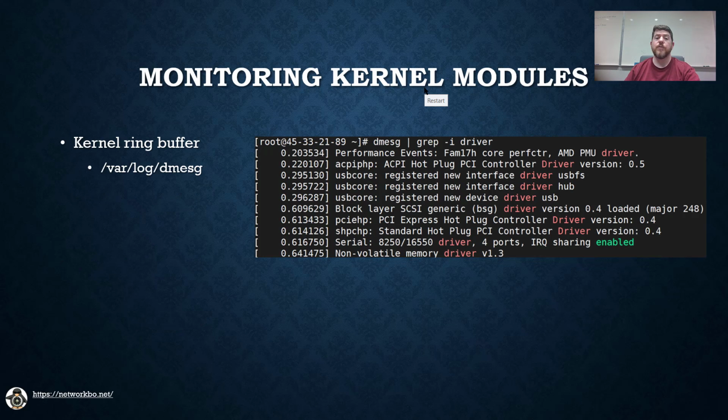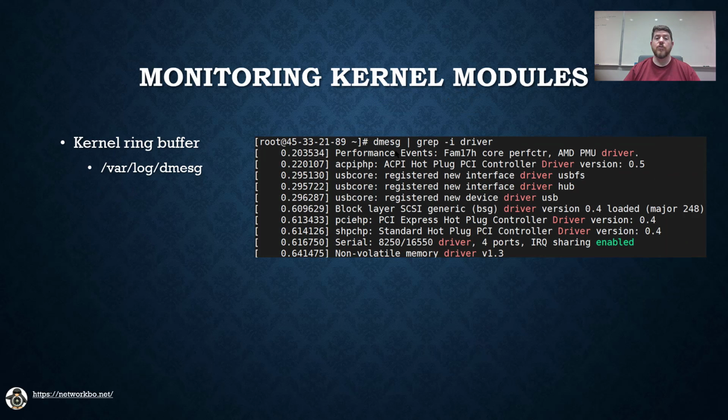Sometimes a module failure will trigger a kernel message. You can use the dmesg command to view the kernel messages. At boot, a snapshot of the kernel ring buffer is stored in a log file that is typically located at /var/log/dmesg, and the dmesg command will let you read the current kernel ring buffer.